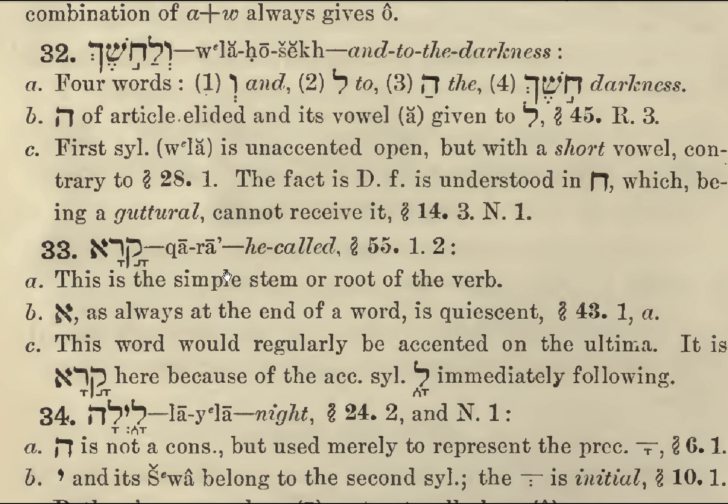Kara. He called. This is the simple stem or root of the verb. The aleph at the end of the word is always quiet. It's just giving us the value of this vowel here. This word would regularly be accented on the ultima at the end. But here it is kara because of the accented syllable la, which immediately follows. And so you can't have an accented syllable right up against another accented syllable, and so here the accent is pushed back.